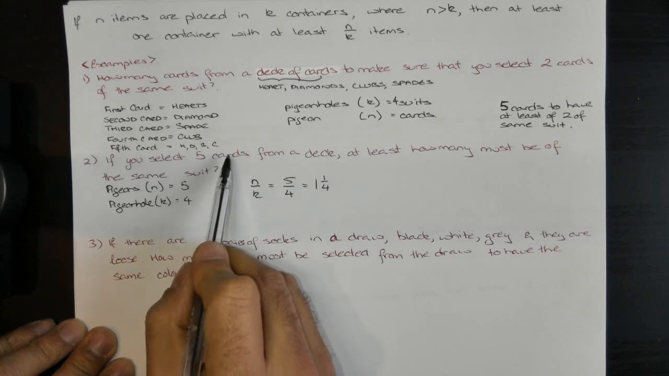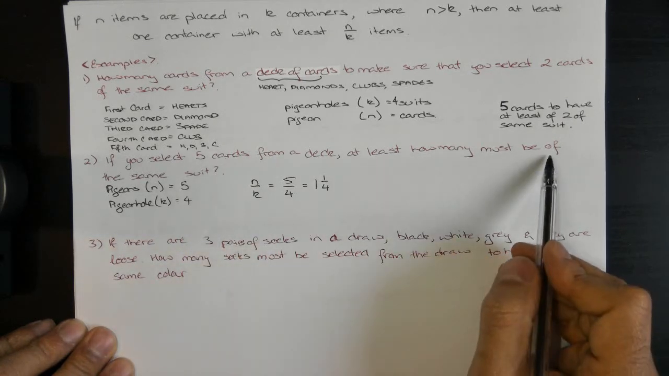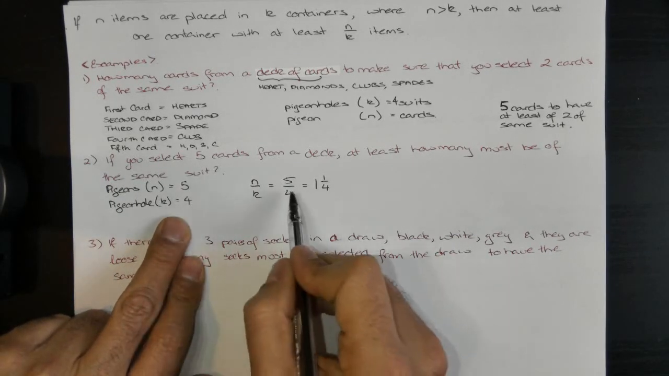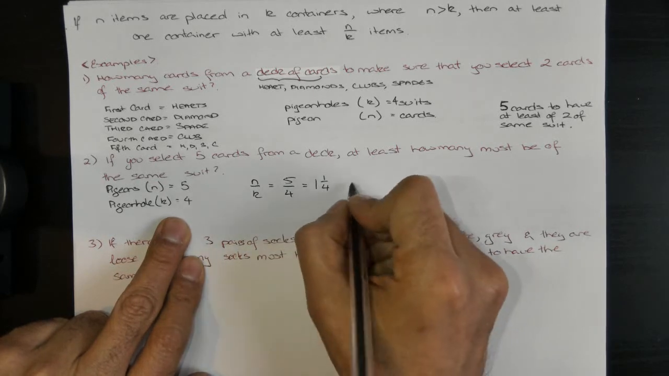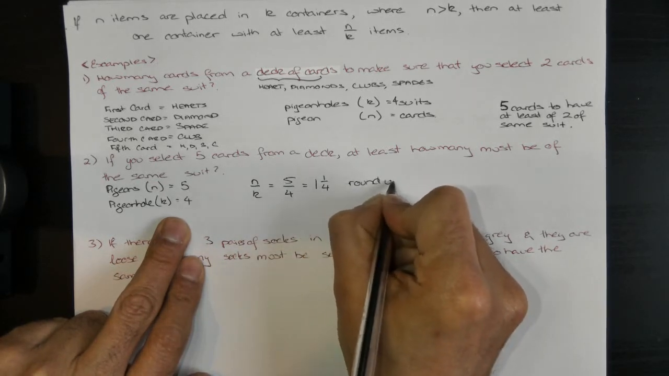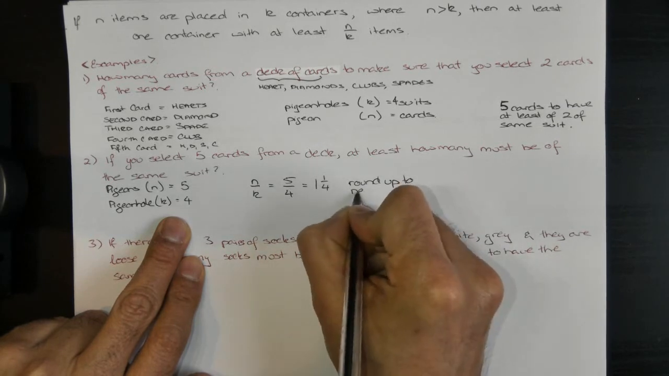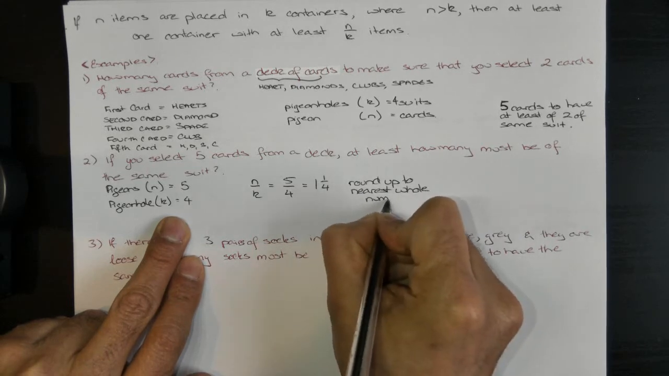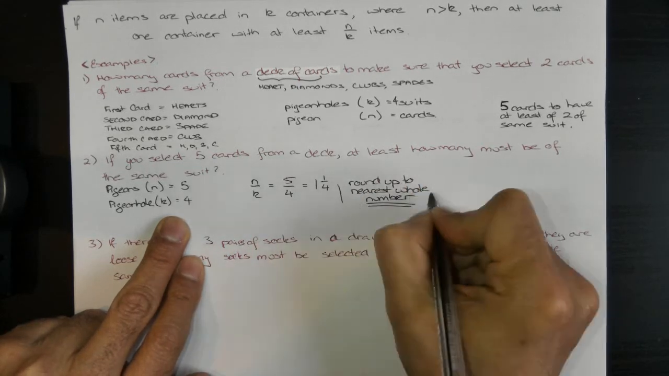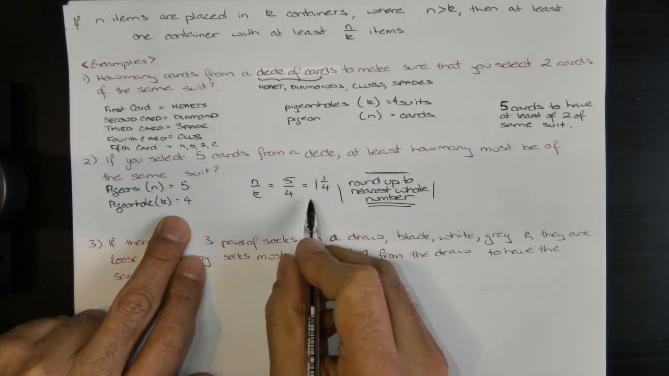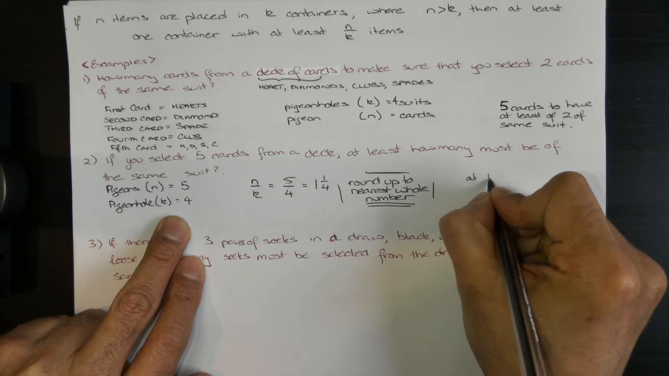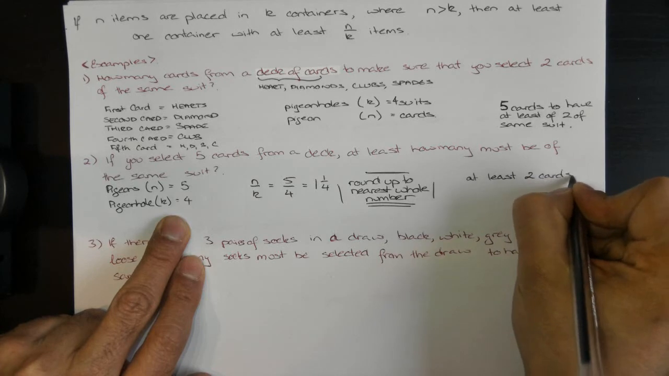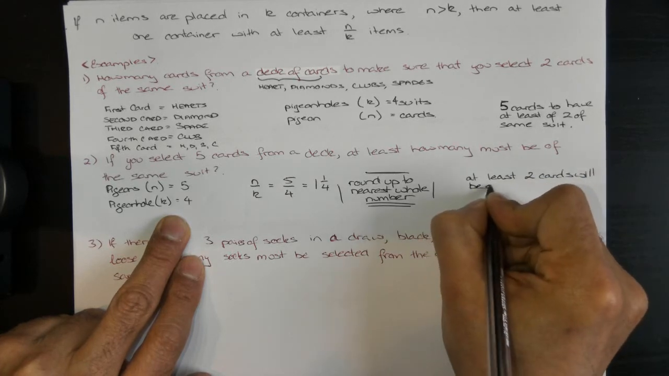So I've got 5 cards from the deck. How many must be of the same suit? Using this principle, N divided by K, so 5 divided by 4 gives me 1 1/4. We always round up to the nearest whole number. That's really important. So we need to have at least 2 cards of the same suit.